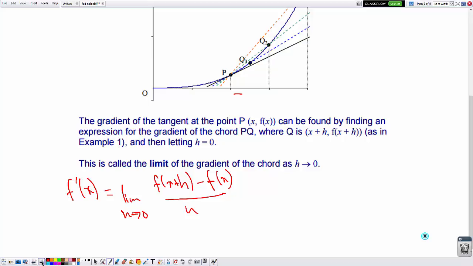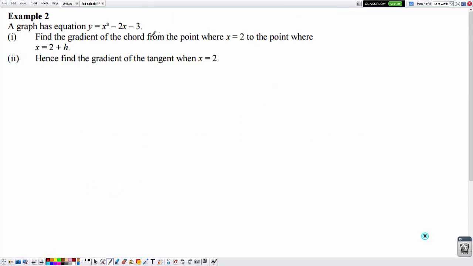So let's look at a couple of examples. The graph has equation y equals x cubed minus 2x minus 3. Find the gradient of the chord from the point where x equals 2 to the point where x equals 2 plus h. Do exactly what you did in example 1. So pause now and try this yourself, okay?